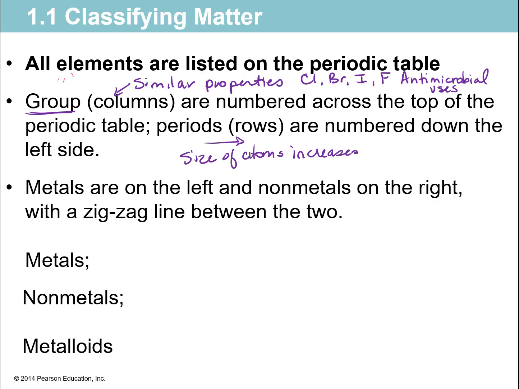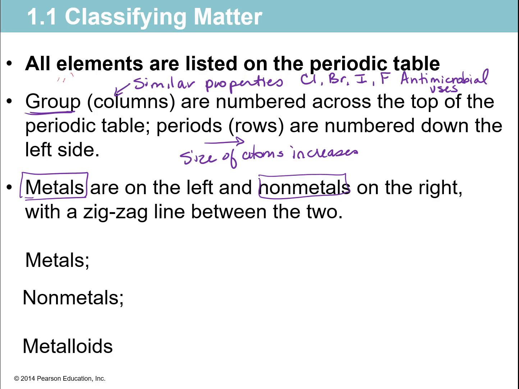But there's one other big thing that you can use the periodic table for, and that is identification of the metals and the nonmetals. So if you look at your periodic table, the laminated one or the paper one, you see this zigzag line. It's this sort of bold line. It starts underneath B, which is boron, and it zigzags all the way down.